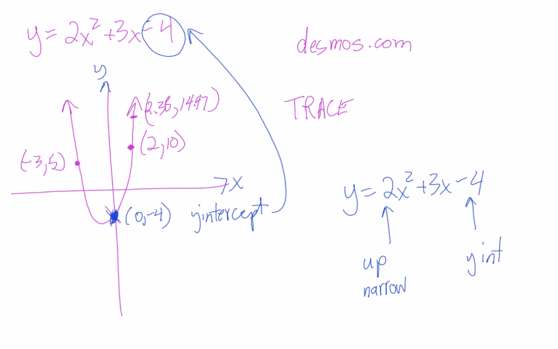I think that should take care of about it. So we got everything on there. We could also find the x-intercepts and other points of the graph, but we're going to save those for later on.